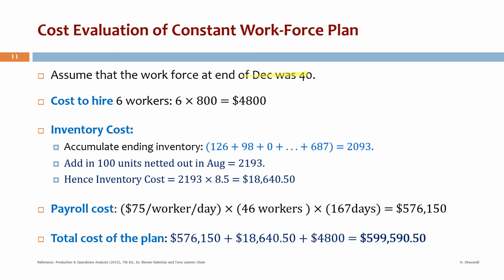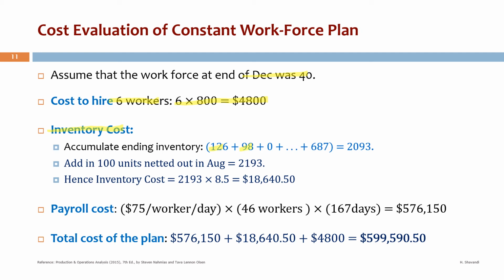Since we do have 40 workers and we need 46, we need to hire 6 new workers, right? So 6 times 800, $4,800 will be the cost of hiring here. And the inventory cost: in that table, as you remember, we do have the end inventory per month. This means that we're going to keep, for example, 126 units for one more month, from January to February. Okay, so these are the end inventory.